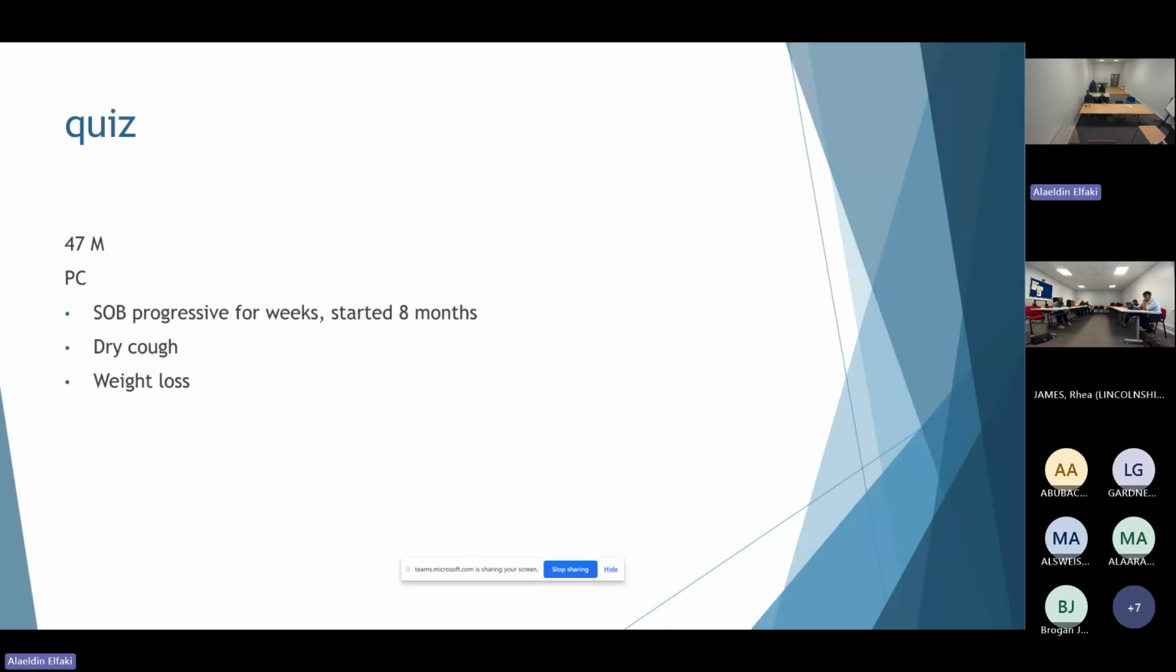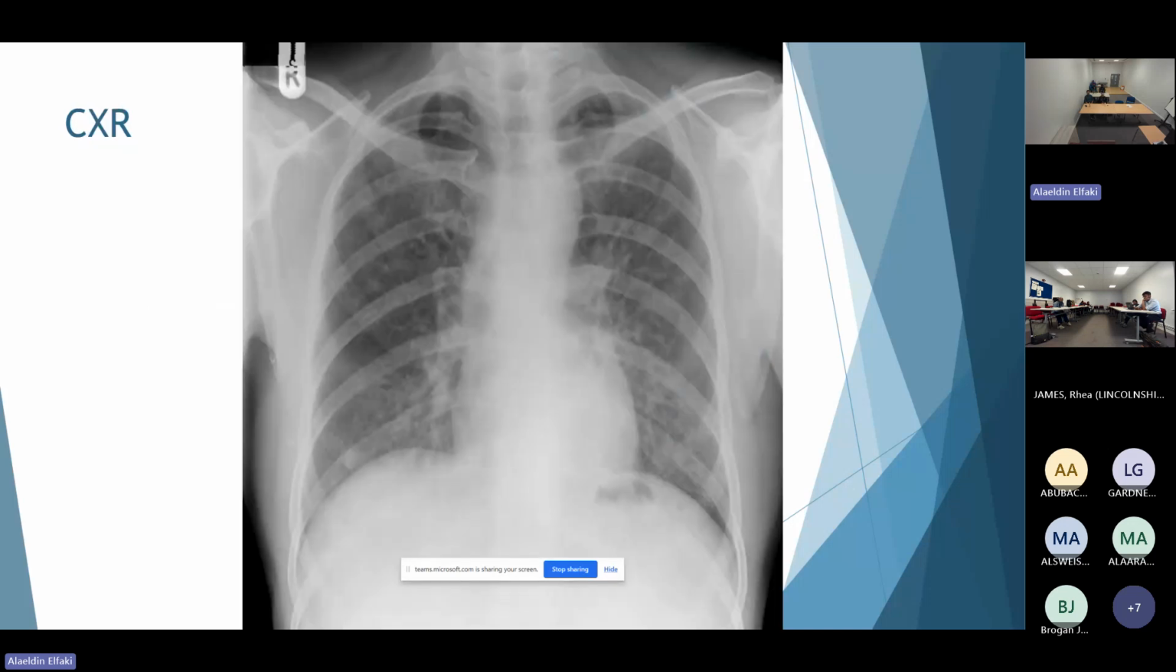Number one: a 47-year-old male with shortness of breath, progressive for weeks. It started around 8 months ago. Also, he has dry cough, weight loss, and his chest X-ray is here. Any comment on the chest X-ray? It's not good.